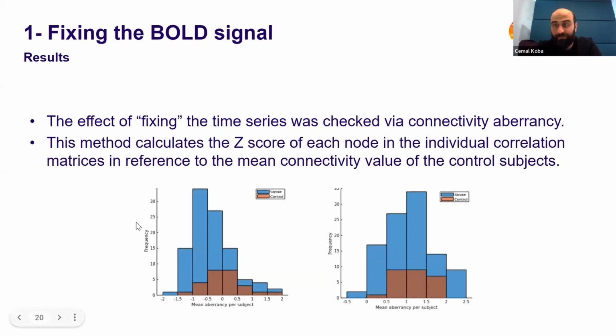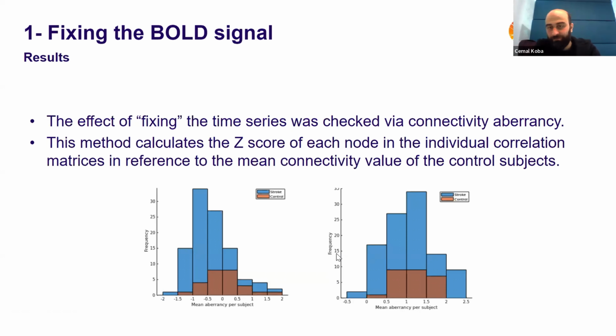And when we calculate this for each subject, each node, on the left side, you can see control subjects have this distribution around 0, meaning that their connectivity values are normally distributed around 0. But stroke patients have this negatively skewed distribution, meaning that they are further away from mean connectivity values. So their correlation values are skewed.